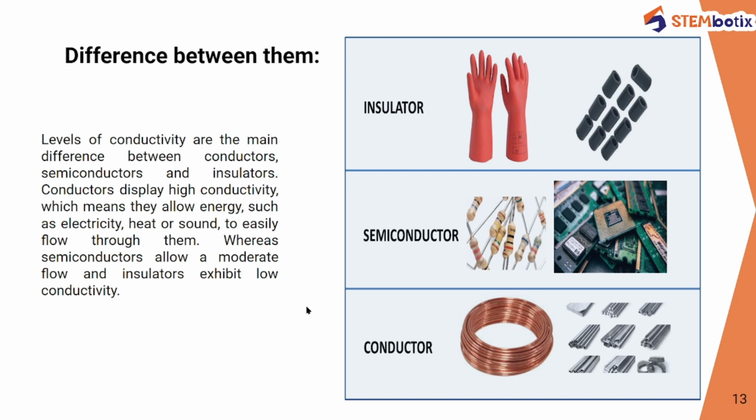So levels of conductivity are the main difference between conductors, semiconductors and insulators. Conductors display high conductivity, meaning conductors are named because they have high conductivity, which means they allow energy such as electricity, heat or sound to easily flow through them. Whereas semiconductors allow a moderate flow, whereas insulators exhibit low conductivity.